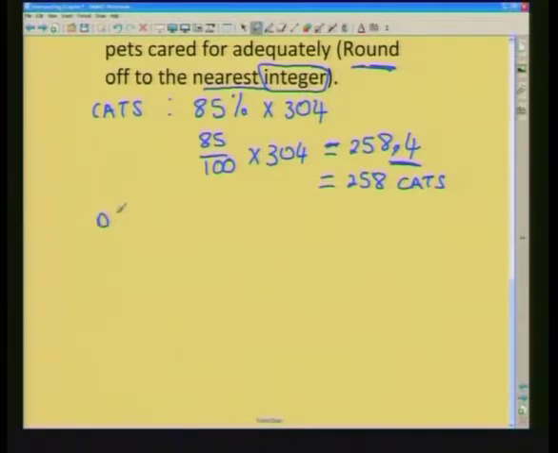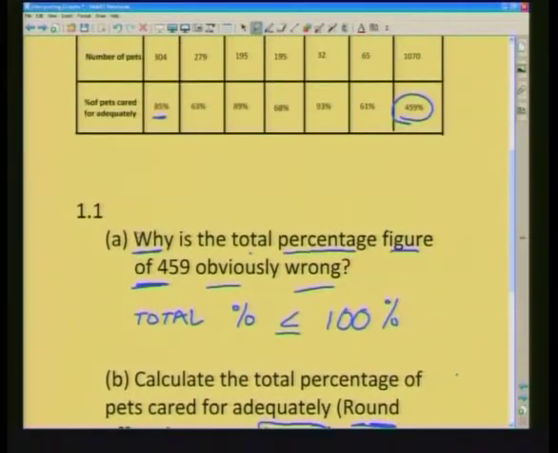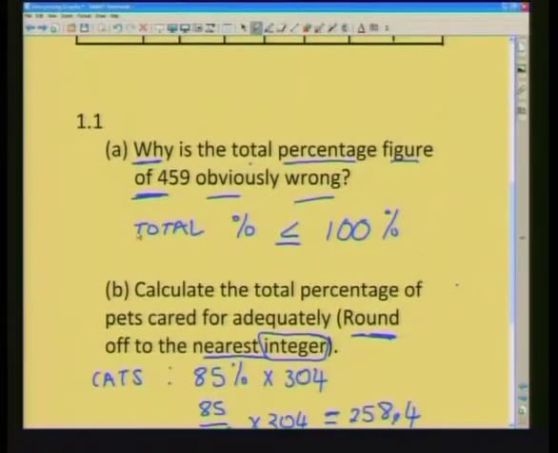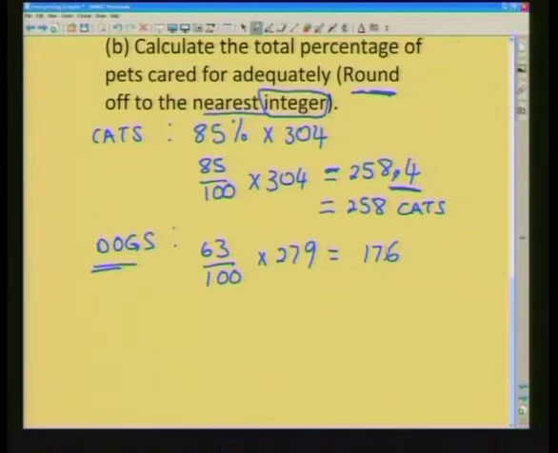So we go to the dogs. The dogs that are cared for adequately, we know here we are looking at 63% of 279. Exactly the same thing. 63 over 100 times 279, and that will give you an answer of 176. And we go through the entire list. So we do that for dogs.